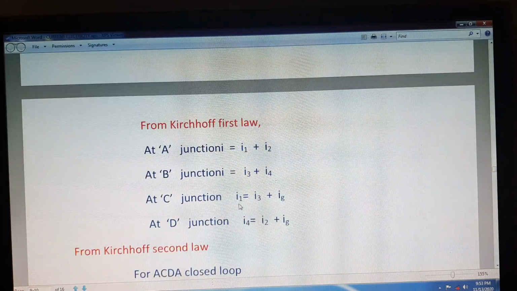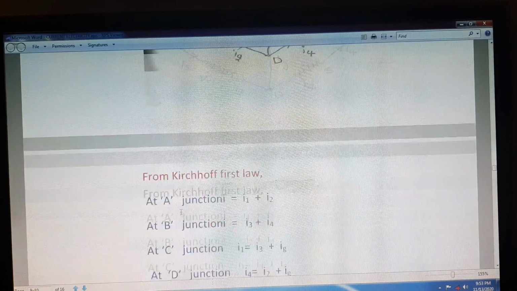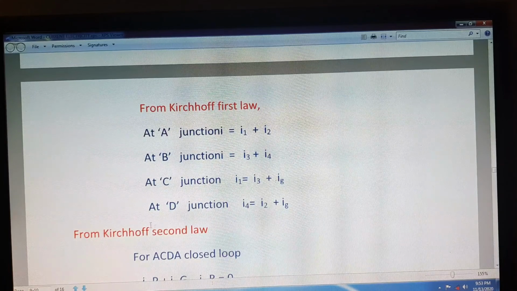So I1 is equal to I3 plus Ig. At D junction, the entering currents are I2 plus Ig. The leaving current is I4. So I4 is equal to I2 plus Ig. This is the application of Kirchhoff's first law.